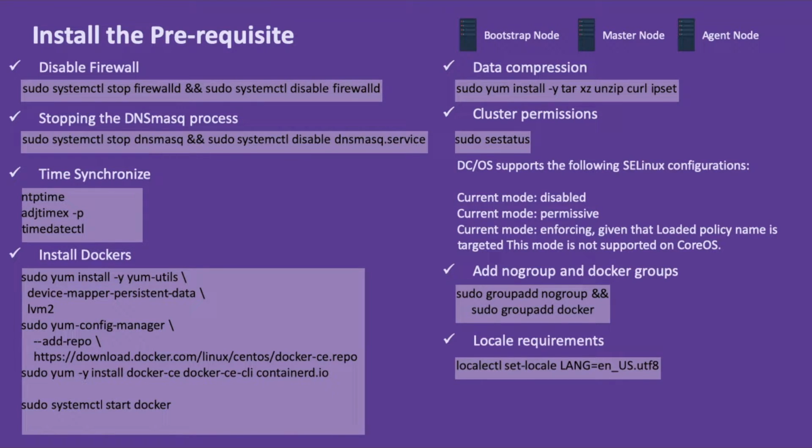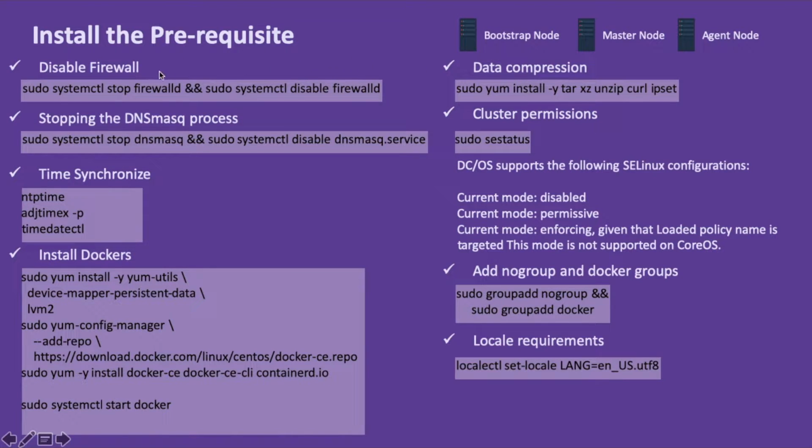So let's see what the prerequisites are. This prerequisite is for all three nodes, either being a Bootstrap node, master node, or agent node. Mainly the Bootstrap node is needed only during installation, upgrade, or any kind of changes. Basically your master node or agent nodes hook up together and make your DCOS infrastructure.